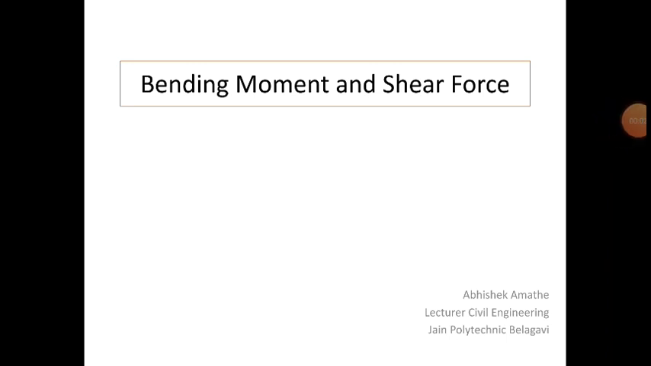Hello everyone. Today we are starting with the fourth unit, that is bending moment and shear force. This unit is the fourth unit of our strength of material chapter, and this is a very important topic where you will be getting around 30 marks of questions asked from this unit. Okay, let's start with it.